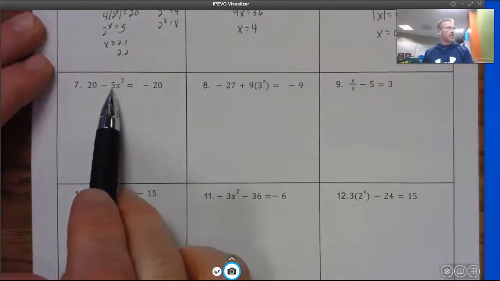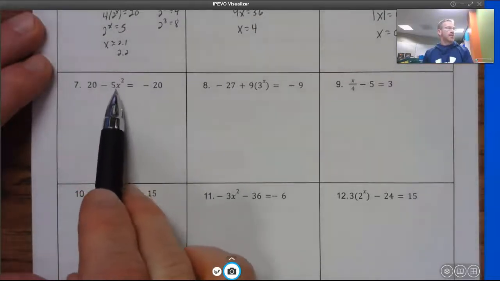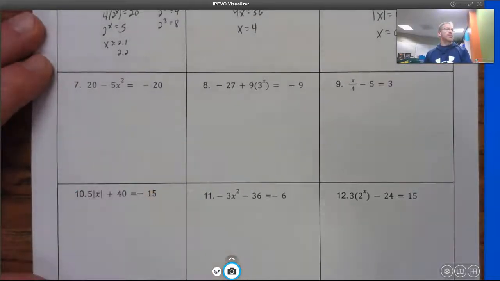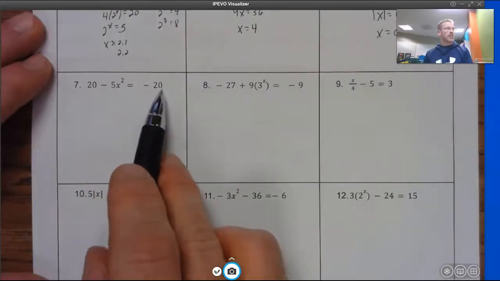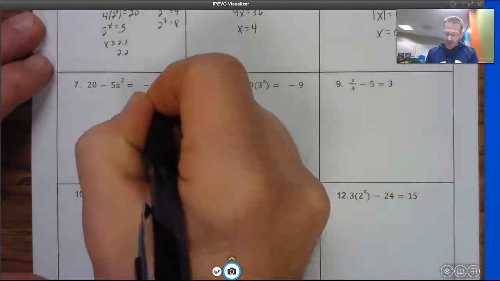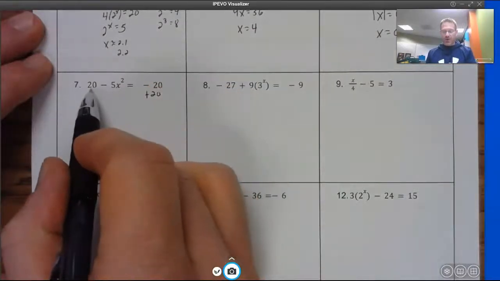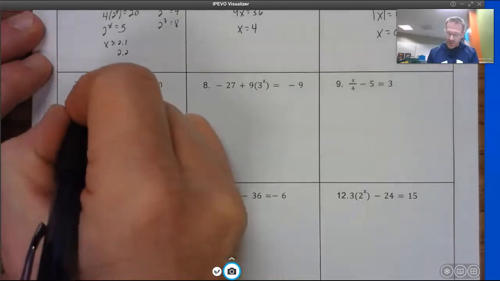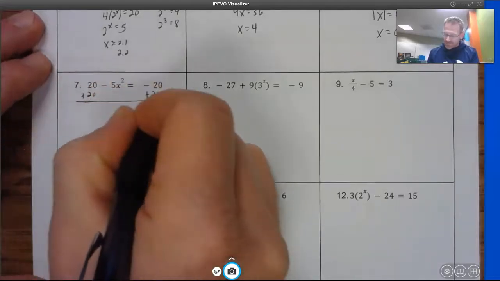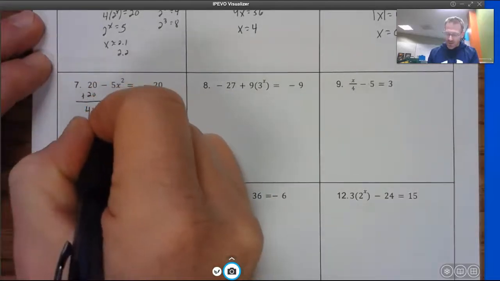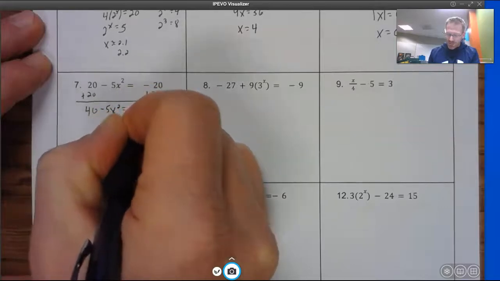So we can see that I have an x squared here, so this is quadratic, so I'm expecting 2 solutions. Okay, it's not equal to 0. So I need to make it equal to 0 by adding 20, and then once again, I've got to find the number. Here's my number over here, right? So I'm going to add 20 to that number. All right, so then 40 minus 5x squared is equal to 0.